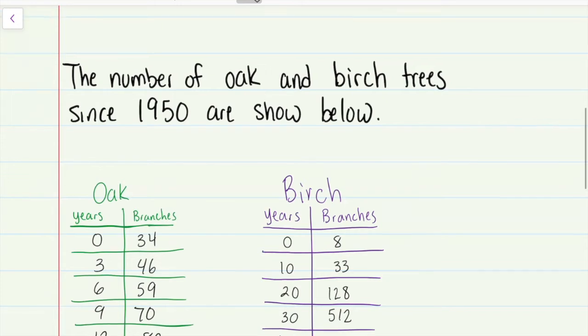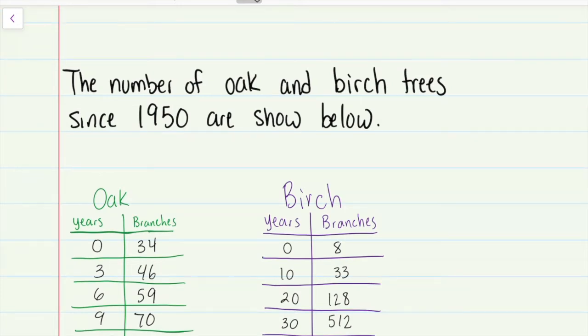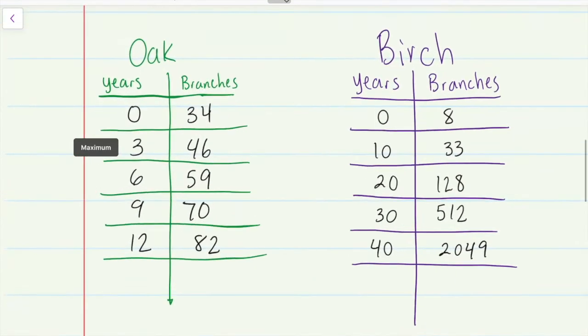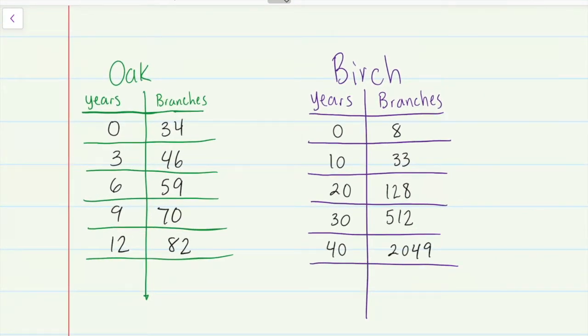Alrighty guys, so here's a real example of how you might use exponential decay and growth. We have the number of oaks and birch trees since 1950 shown below. So we have the following tables, and we want to create an equation for each one. So let's use some common sense here, guys.